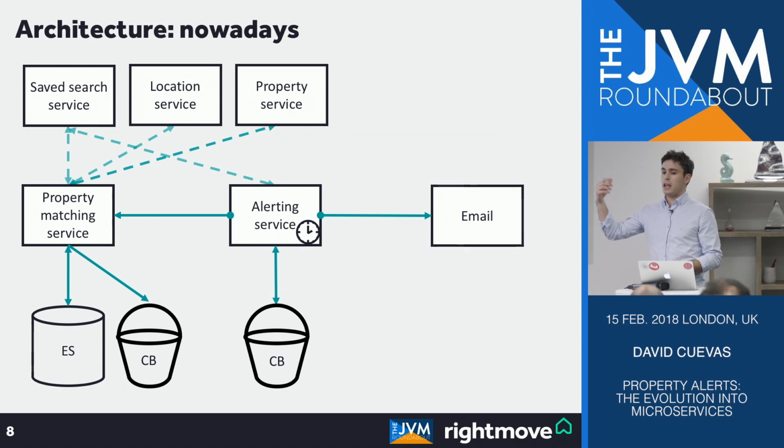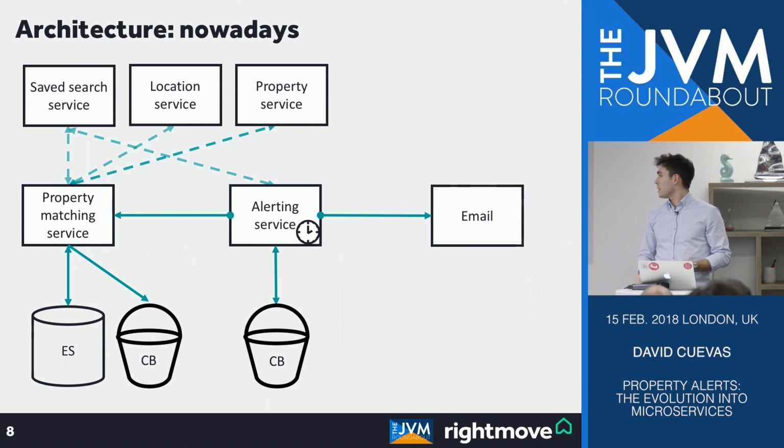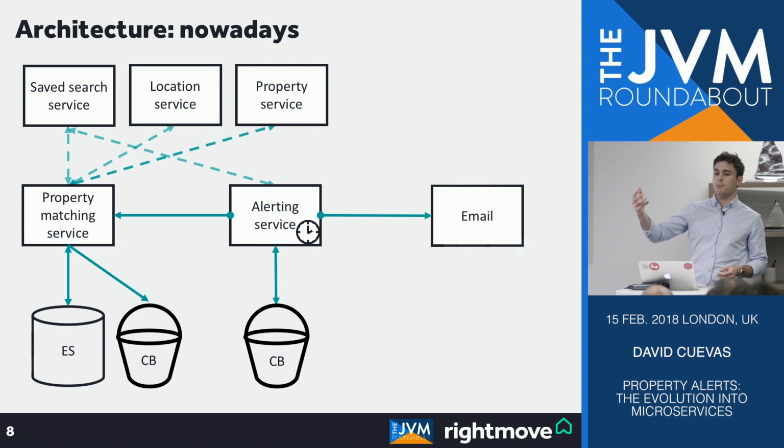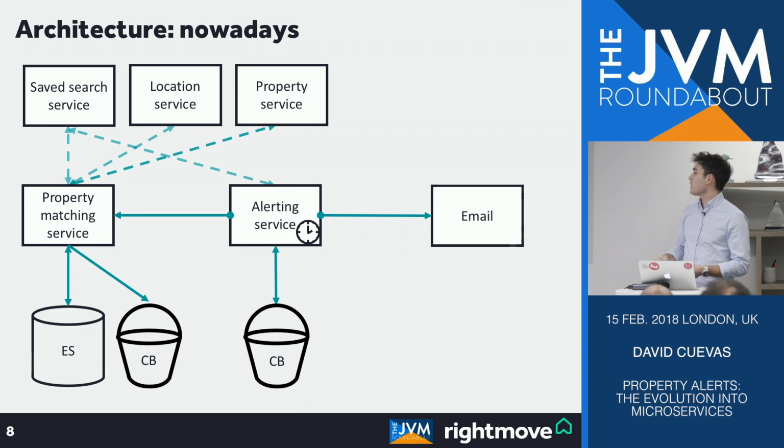Whenever a saved search gets updated or created, when a user creates a saved search, the property matching service would pick that update or creation up and inject it into Elasticsearch. Afterwards, the next step would be to pick up property listing updates. Whenever a property gets onto the market, our property matching service would receive that notification and perform a very special operation in Elasticsearch, which is called percolation.